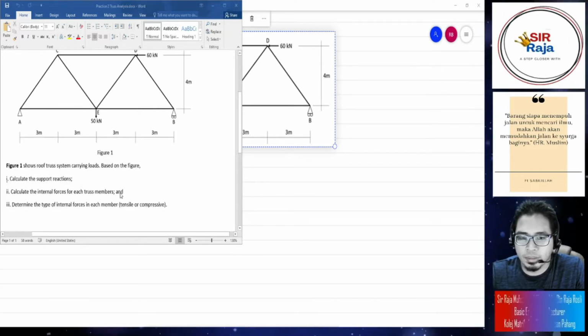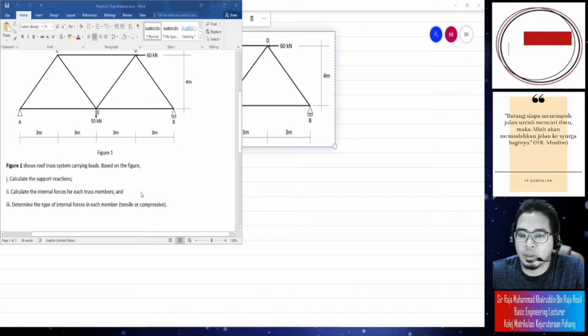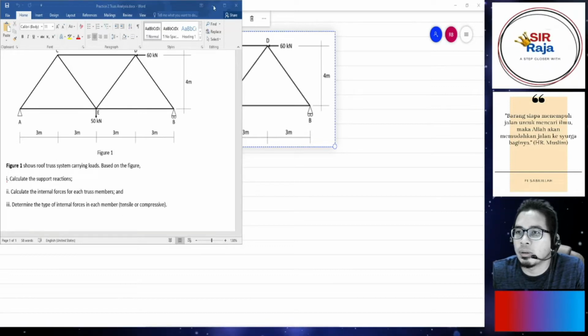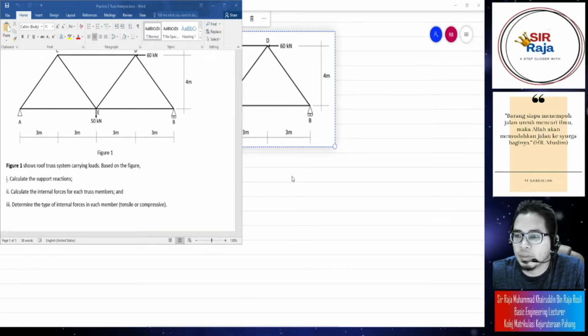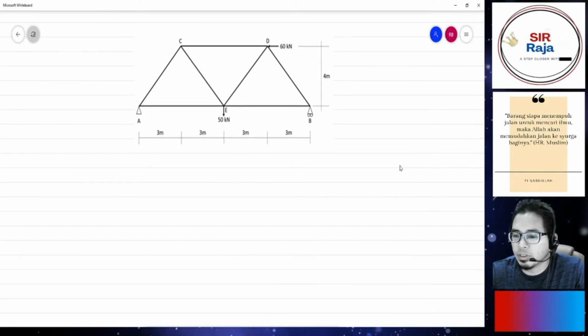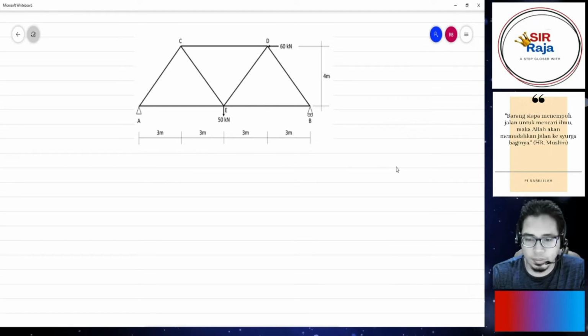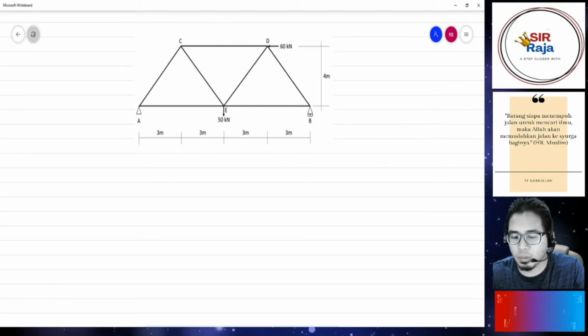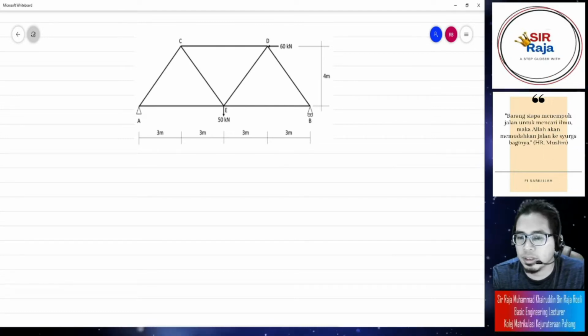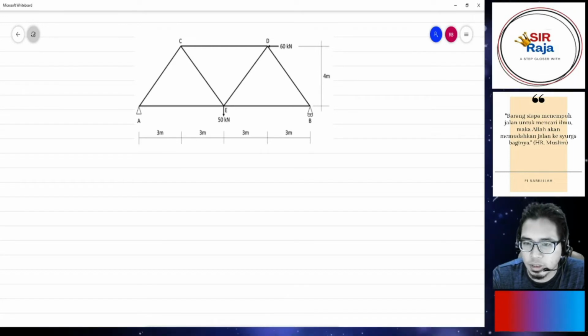So basically tension or compression. Anyhow, let's do the question. First of all, what we really need to do is to find out the support reactions first.